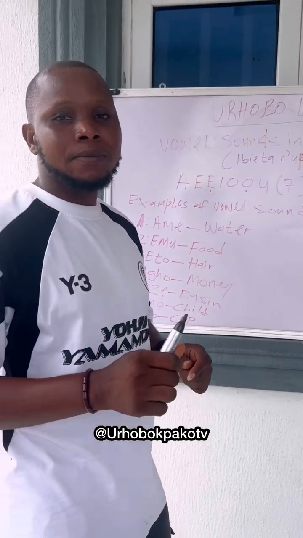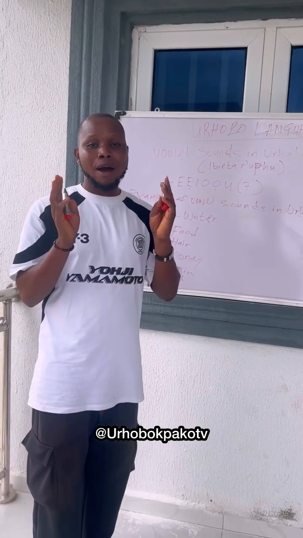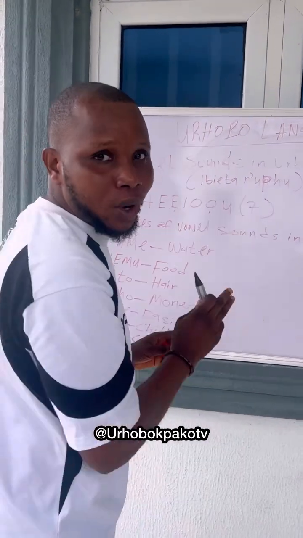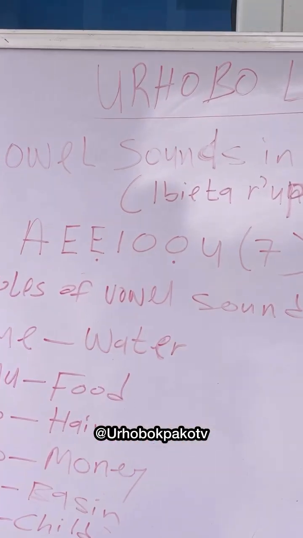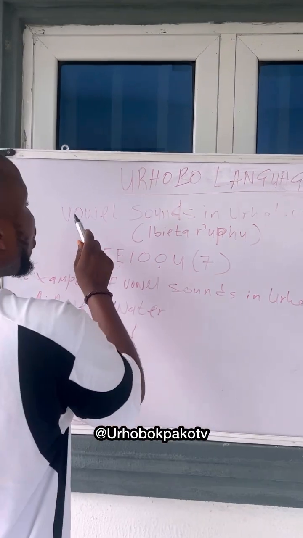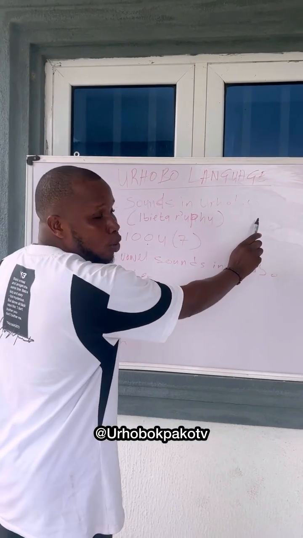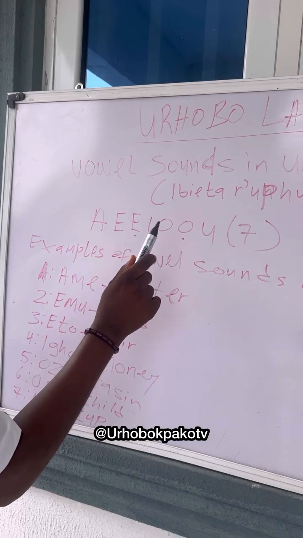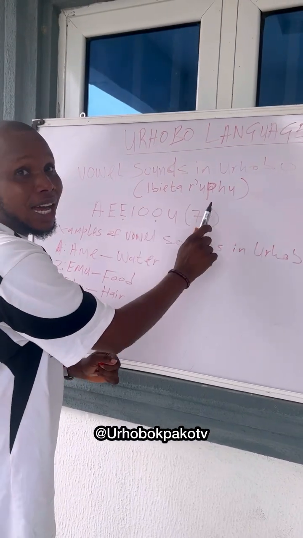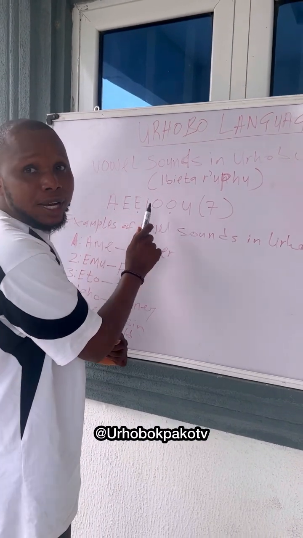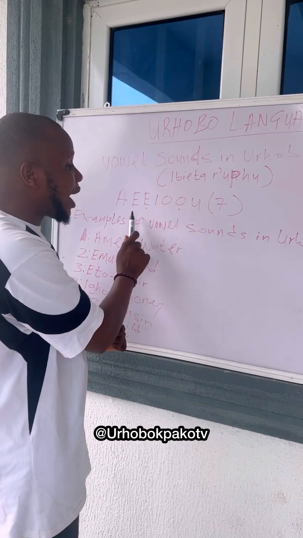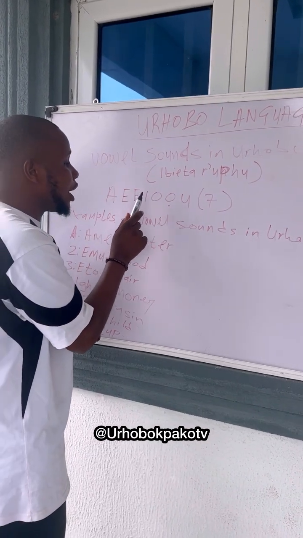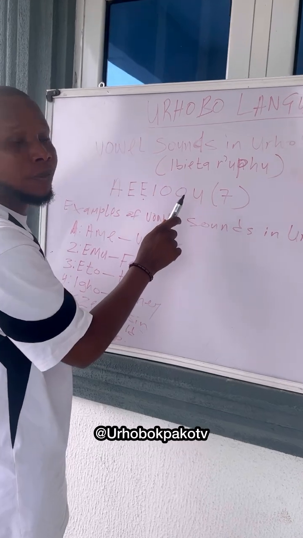So guys, this is all I want to teach you about vowel sound today. Now let's go through what we have written. Read after me. Vowel sound in Urhobo, Ibietaruwo. In Urhobo, in the vowel sound, we have 7 letters that represent. We have 7 letters, which is A, E, I, O, U.